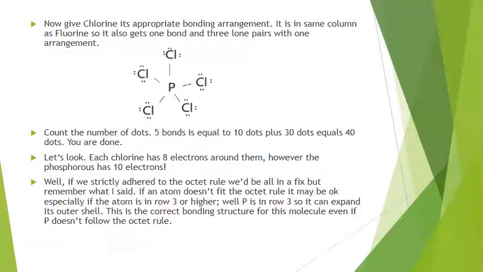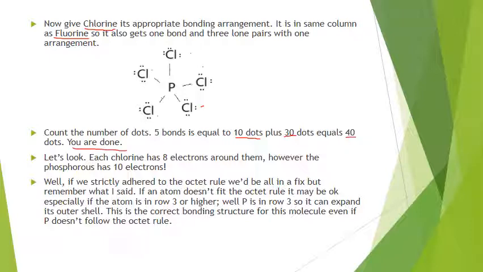Next thing is just focus on the chlorine. Chlorine is in the same column as fluorine, so it's going to get 1 bond and 3 lone pairs. So do that for each chlorine. Okay, then count up the number of dots. Each dash is 2, so you get 2, 4, 6, 8, 10. That's 10 dots from the dashes. And then there are 6 dots around each chlorine, so that's 5 times 6, 30 dots from the lone pairs. So there's 40 dots, and you're done.